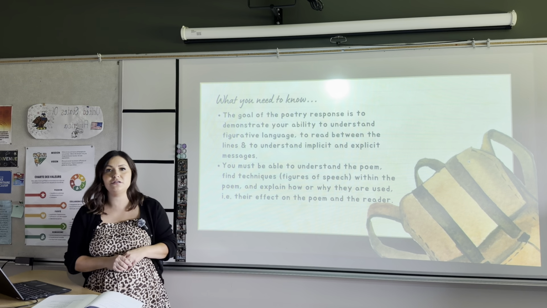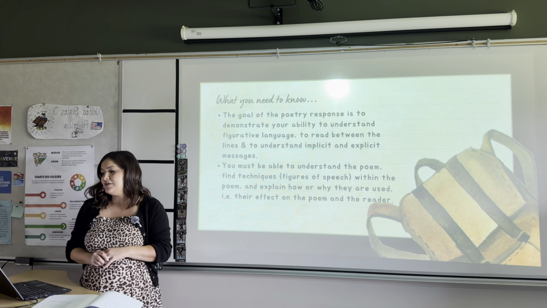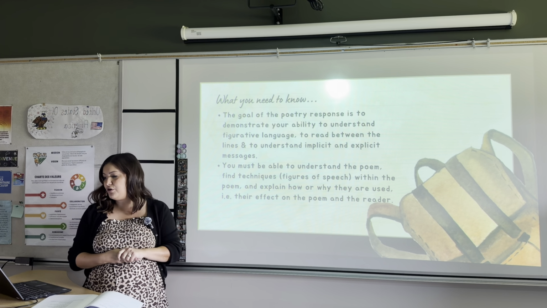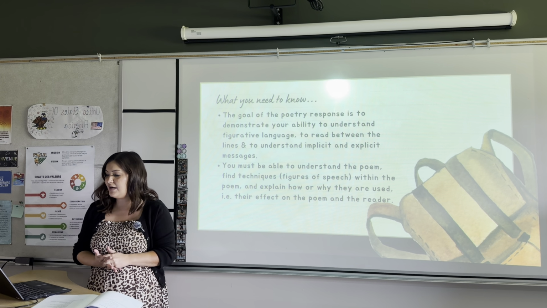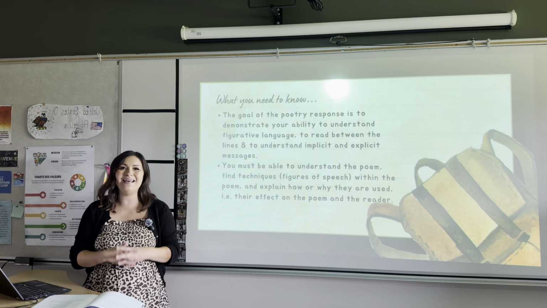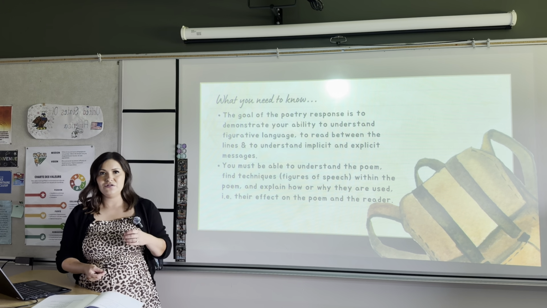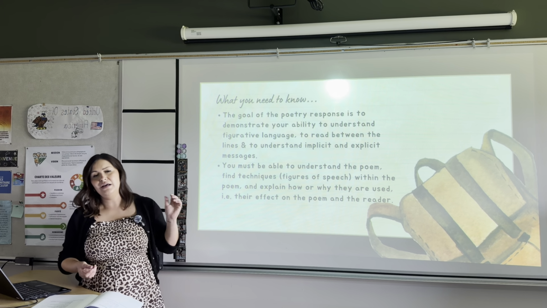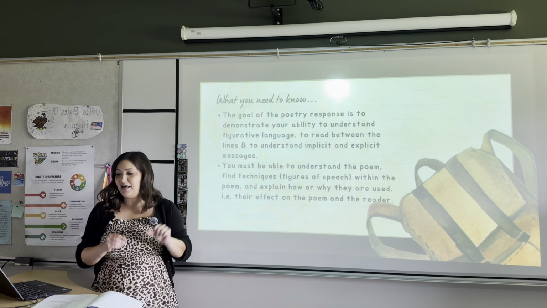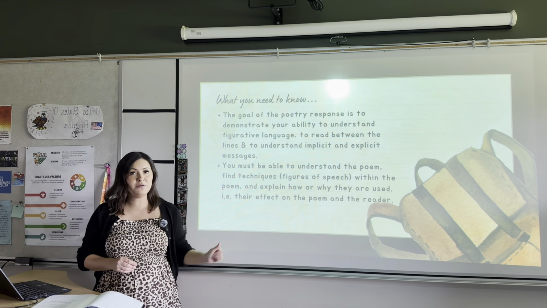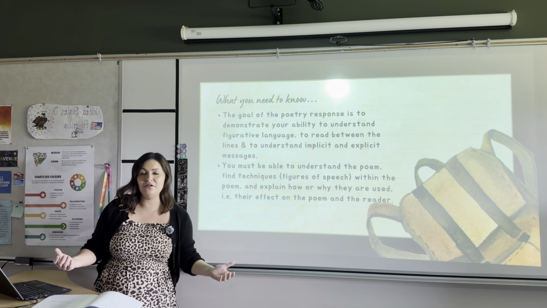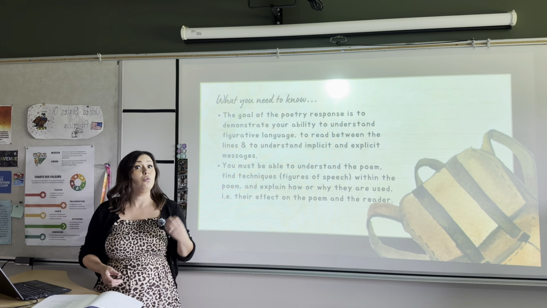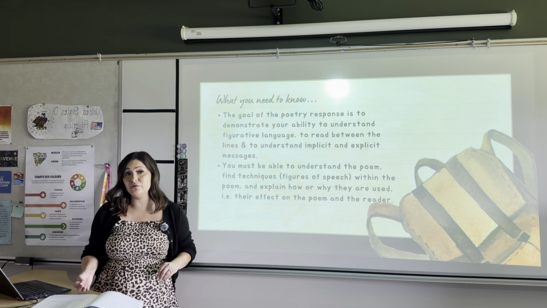So first thing that you need to know about poetry responses. So the goal of the poetry response is to demonstrate your ability to understand figurative language, to read between the lines, and to understand both implicit and explicit messages. So a few things that come together here. Again, you need to understand figurative language. So we've talked about figures of speech already. You should know what a metaphor is, what is a euphemism, what is a hyperbole, what do they look like, and what do they do in poetry.